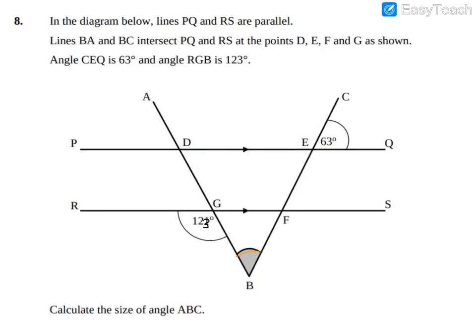So initially, I'm not sure exactly how we're going to find this angle, but let's work out what we can find straight away. So if this is 63 and these guys are parallel, then this is going to be the same as this because they are corresponding angles. So this is also 63 degrees. What else have we got?